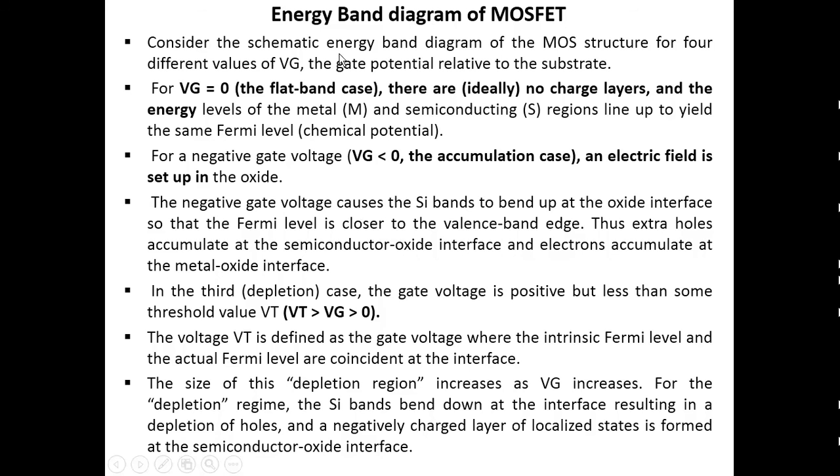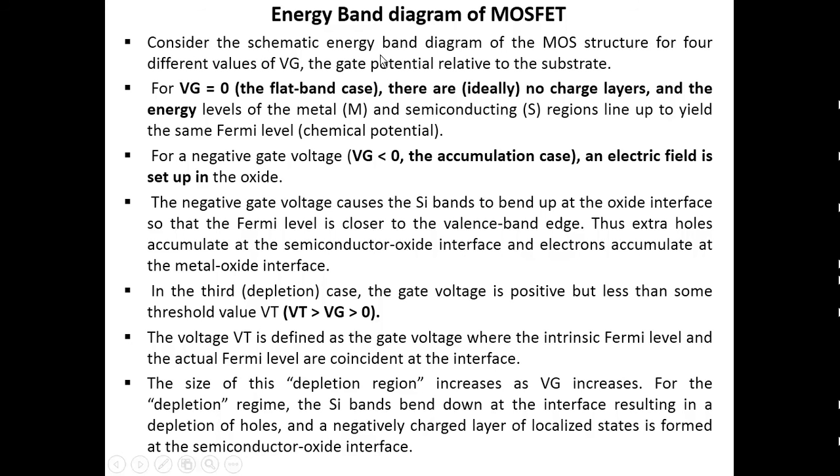Now, this is the most important thing, the energy band diagram of MOSFET. How can we call this device a two-dimensional electron gas device, or 2DEG device, where the motion through this particular device is a two-dimensional electron gas motion? That is explained now.